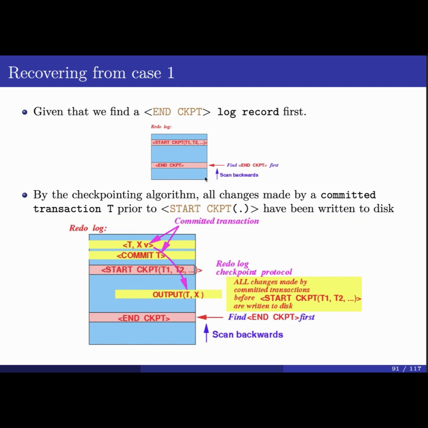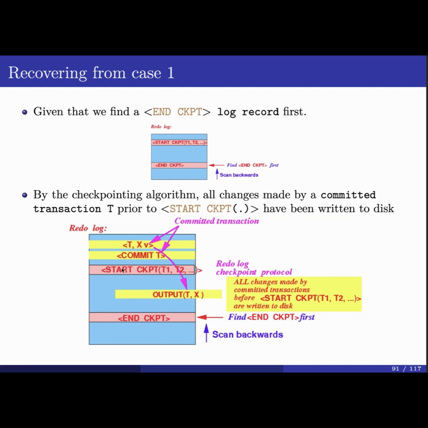For case 1, when you start this operation, what does that mean? If we found the end checkpoint, it means that all the transactions that have been, let's say, committed before the start checkpoint, we guarantee that their effect has been written to the disk. That means there is no need to redo them. For example, we have a transaction T, and this committed before the start checkpoint.